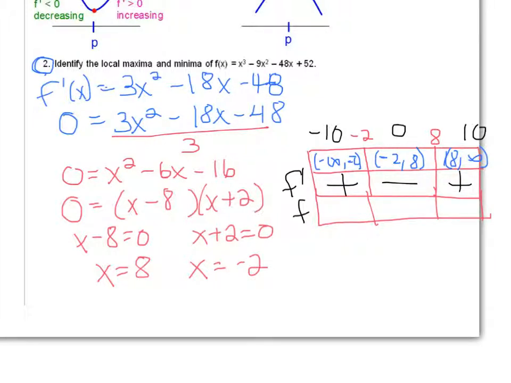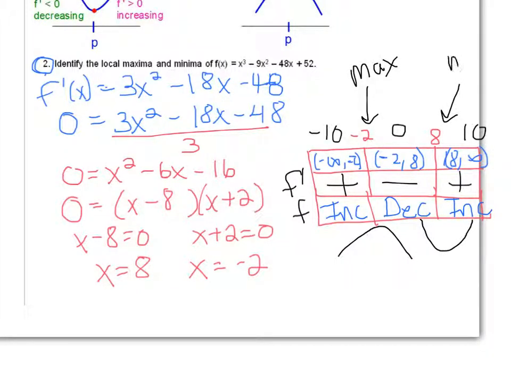Therefore, because the first derivative is positive on this first interval, the original function is increasing. Same with this interval on the far right. Now in the middle, it's decreasing. So I'm a very visual learner: increasing to decreasing, that means at -2 we have a max, and decreasing to increasing, at 8 we have a min. But we want to find the coordinates of those points, so -2 comma something and 8 comma something.